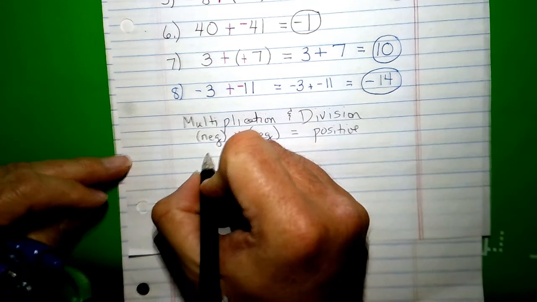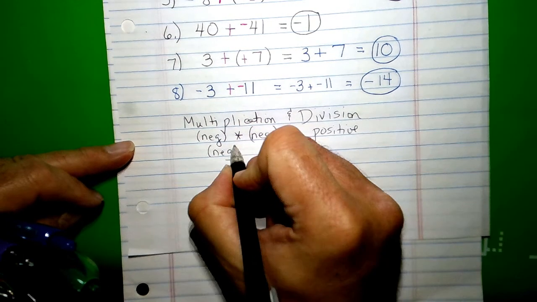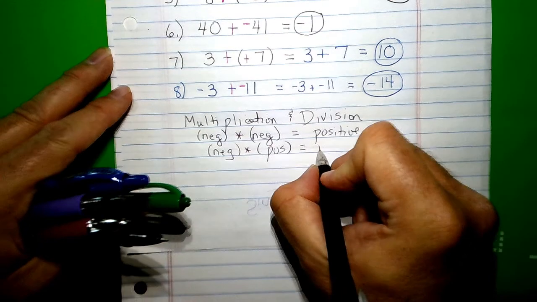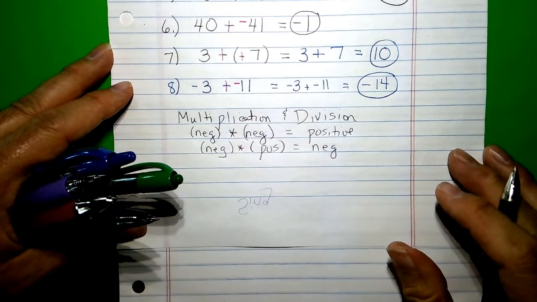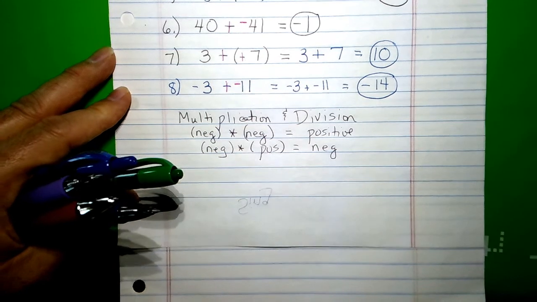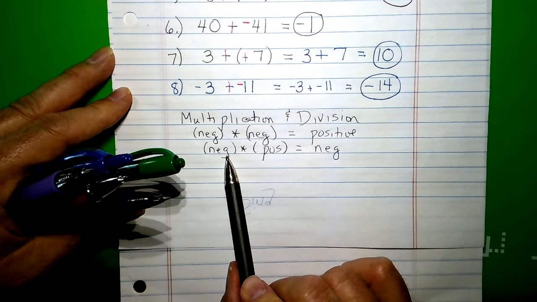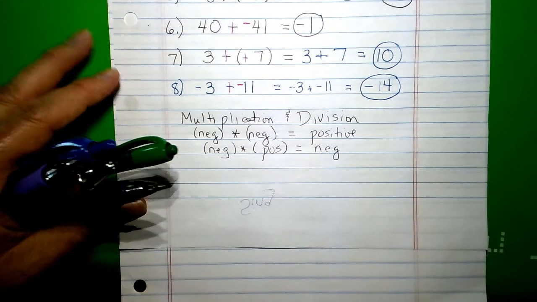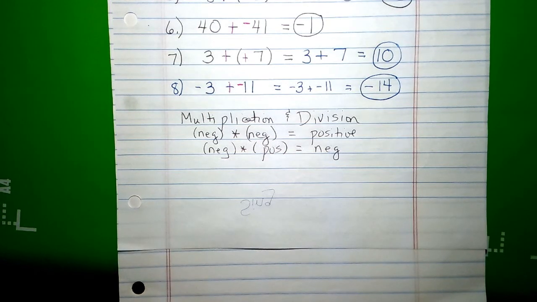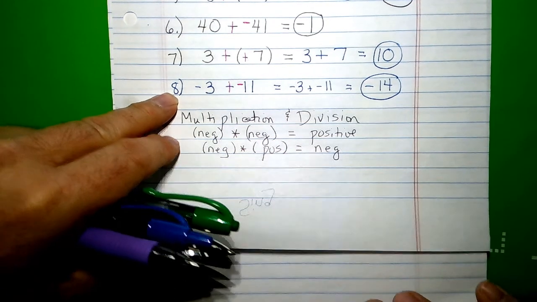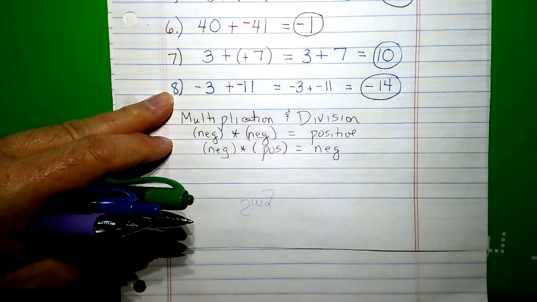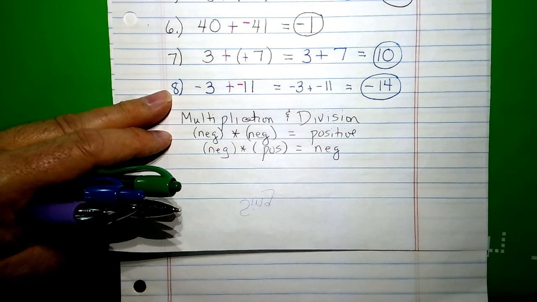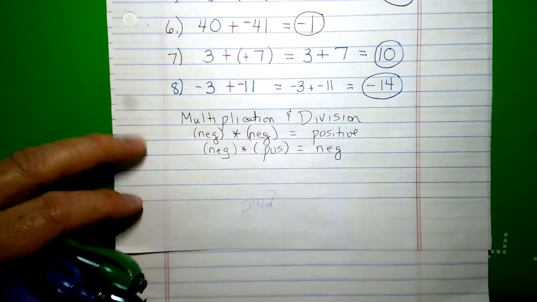Now, if you had one negative times one positive, that will give you a negative. And the same statement would be true if it were positive times negative. If you have one positive times one negative, the answer is negative. If you have two negatives, negative times negative, the answer is positive. So let's do some of these. Generally in algebra, we don't see the x's used for multiplication because we'll use those for the variable x.